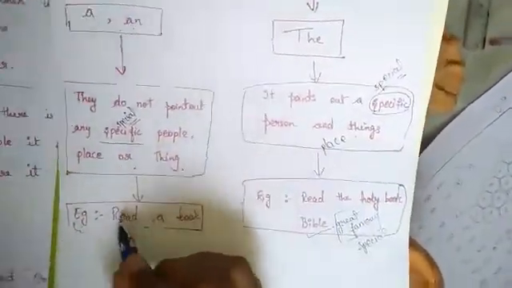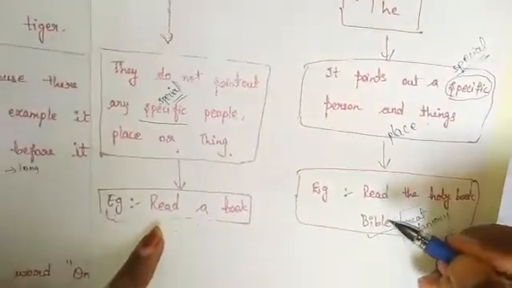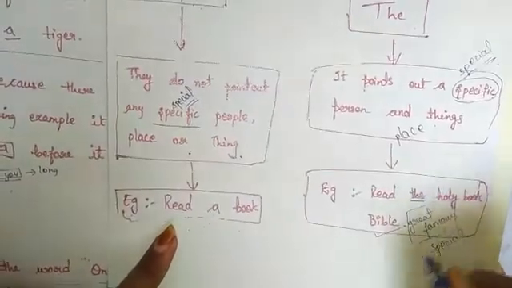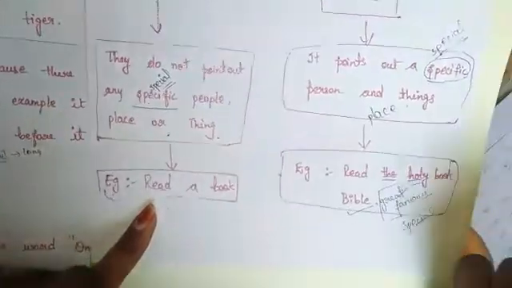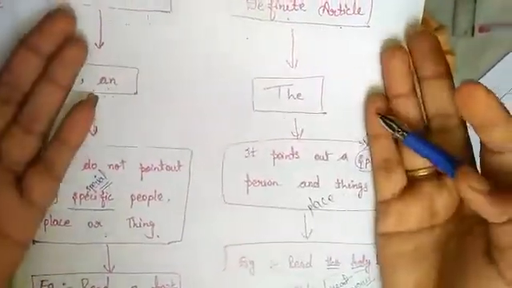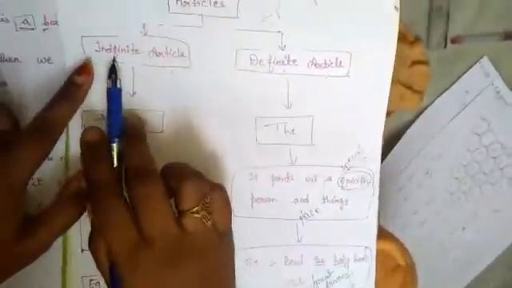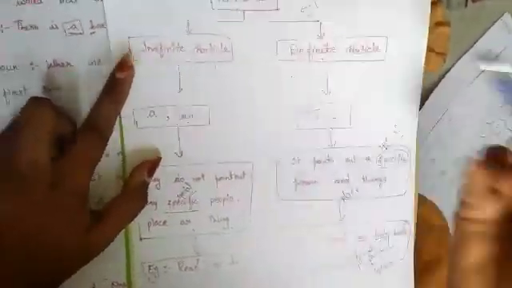So you can see a clear example of the indefinite article: read a book. Read a book means it may be any book. But with the definite article: read the holy book Bible. Here it is saying Bible is a great, famous, special and holy book. Okay, so we can understand clearly there are three articles, a, an and the, and these three articles are divided into two groups, that is indefinite article and definite article. A and an are indefinite articles, the is a definite article.